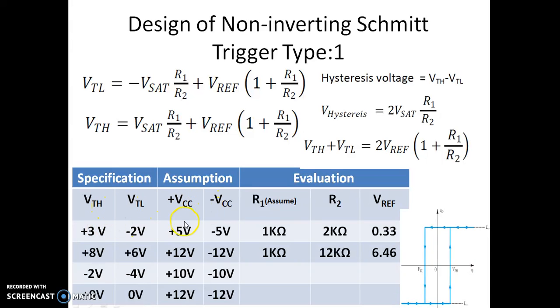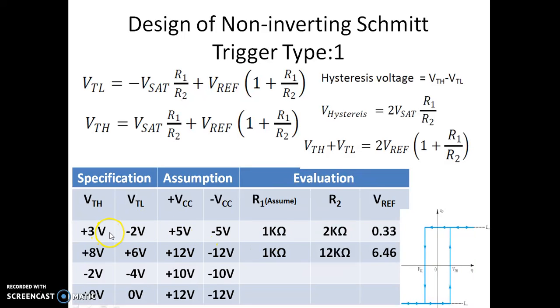We are assuming the Vsat to be plus 5, minus 5, and the R1 and R2 are found out to be 1k and 2k, and the reference voltage should be 0.33, so that we get a VTH of 3 volt and VTL of minus 2 volts.